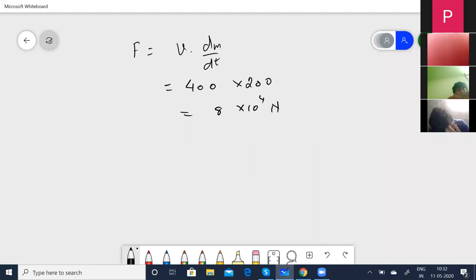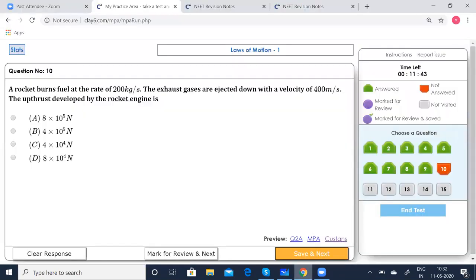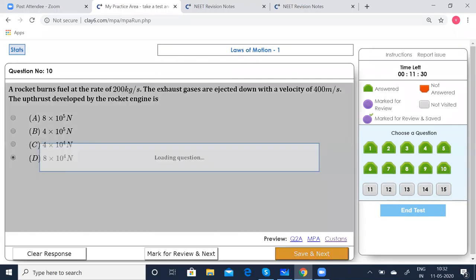Let's see which option is correct. First, 10 to the power of 4. D option is correct. 10 to the power of 4. See, you might be in a hurry, and A and D are the same 8, but the powers are different. So be careful while attempting these questions.